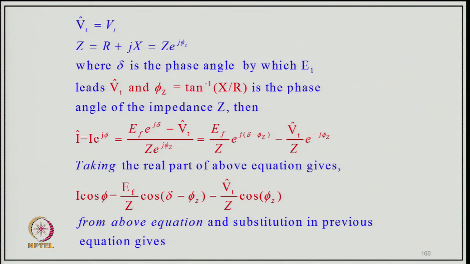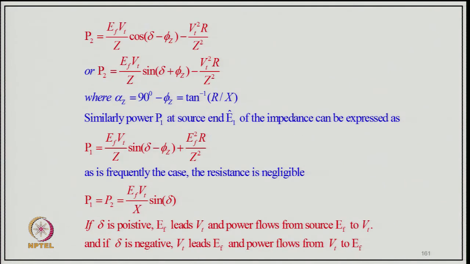Taking the real part of the above equation, I cos phi will be E_f upon Z cos (delta minus phi_z) minus V_t upon Z into cos phi_z. So from the above equation, substituting in the previous equation, P_2 equals E_f V_t upon Z cos (delta minus phi_z) minus V_t square R upon Z square, or P_2 equals E_f V_t upon Z sin (delta plus alpha_z) minus V_t square R upon Z square, where alpha_z is equal to 90 minus phi_z, that is tan inverse R upon X.